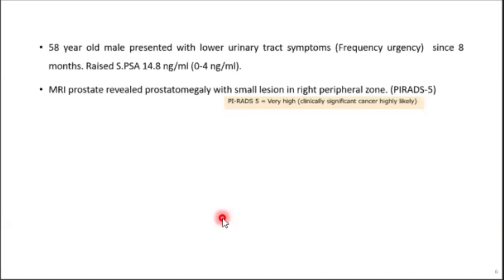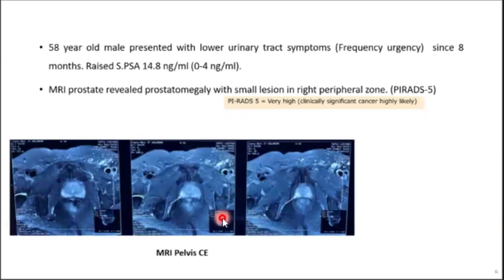This patient underwent MRI prostate that revealed prostatomegaly with a small lesion in the right peripheral zone posteriorly at 7 o'clock position. PI-RADS 5 means it has a very high clinically significant cancer suspicion. You can see in the MRI there is a PI-RADS 5 lesion at the right peripheral zone at 7 o'clock position.